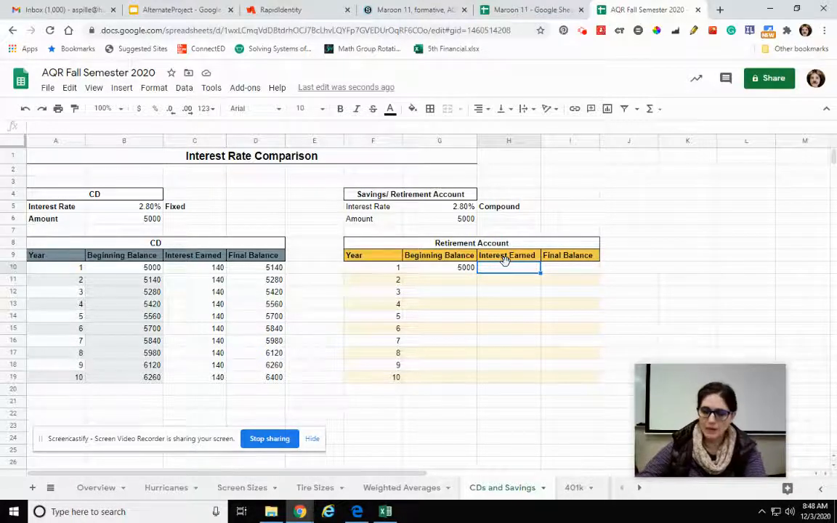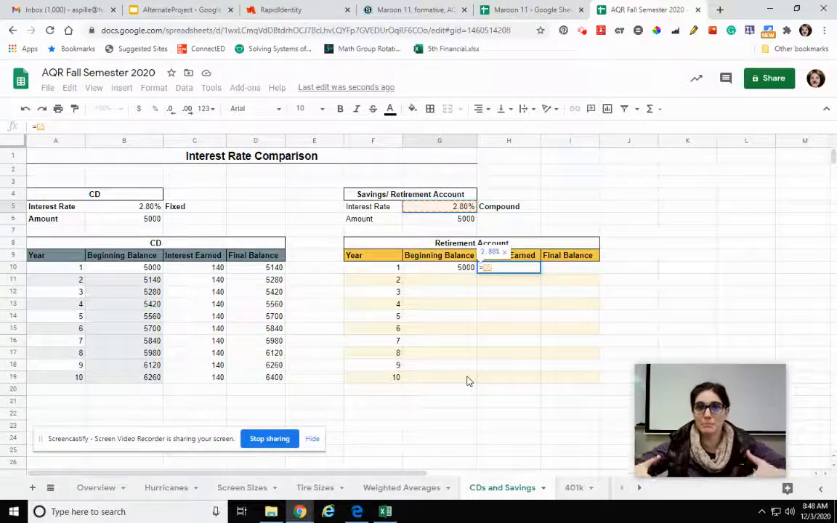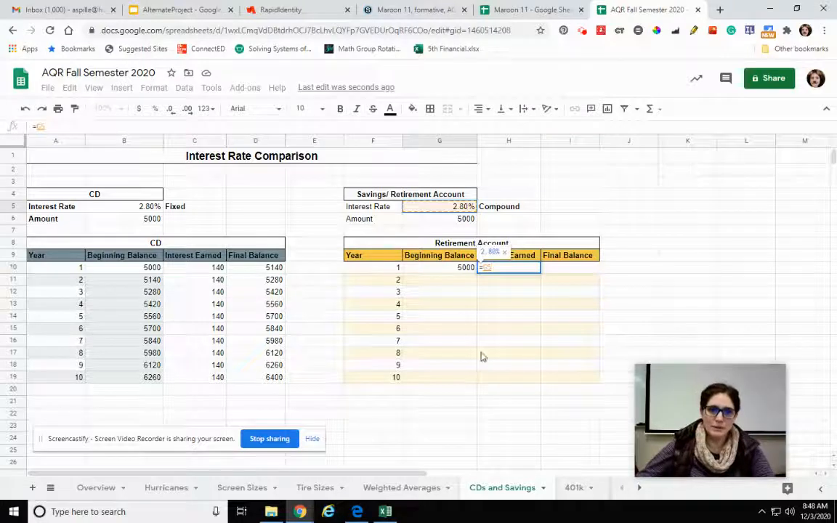So this is different. I'm going to go equals. I am going to use this same interest rate, but because this is compound interest, what it means is you're going to earn money on the money that you have, as opposed to money that you started with in the very beginning. So each year your money's building on itself. So I'm going to have this, but instead of multiplying it times my amount up here, I'm going to multiply it by the beginning balance for that 1 year. So I'm going to multiply by this.